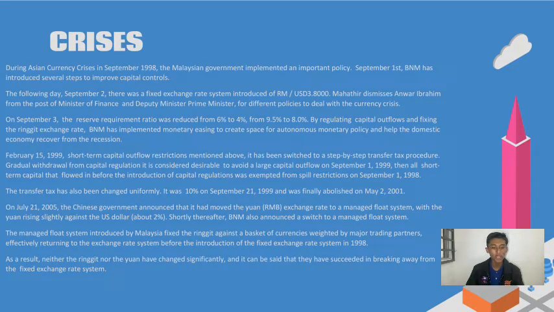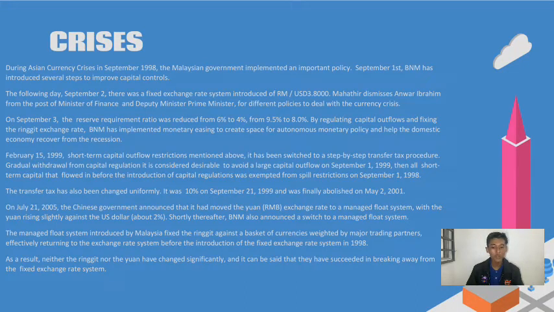It was considered desirable to avoid a large capital outflow. On 1 September 1999, all short-term capital that flowed in before the introduction of capital regulation on 1 September 1998 was exempted from the restriction. The transfer tax was also changed uniformly. It was 10% on September 21st, 1999 and was finally abolished on 2nd May 2001.